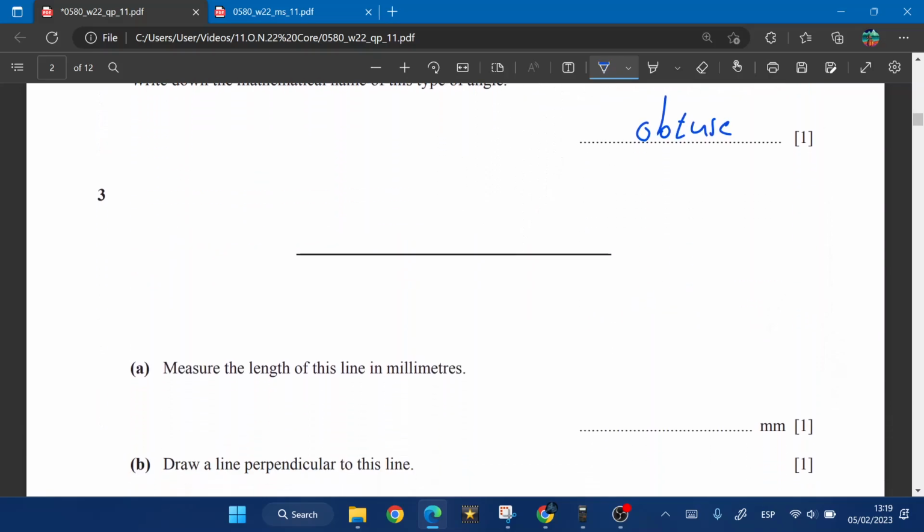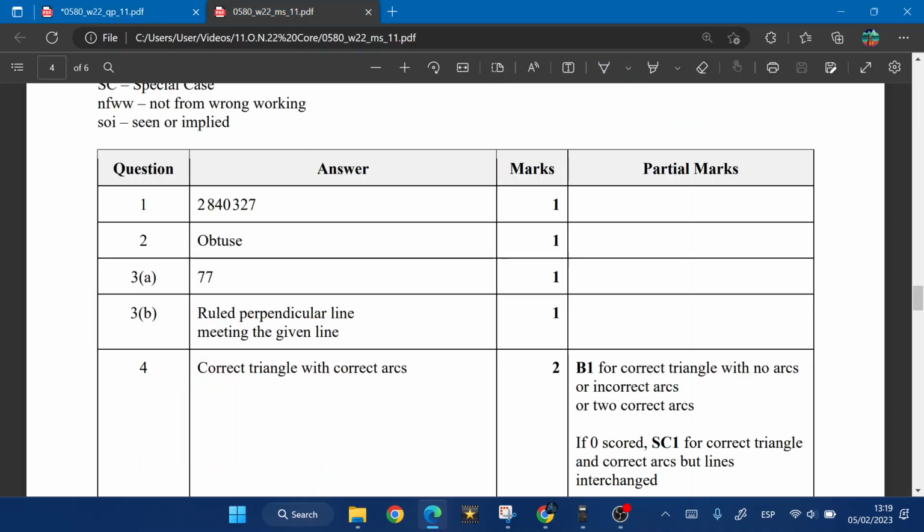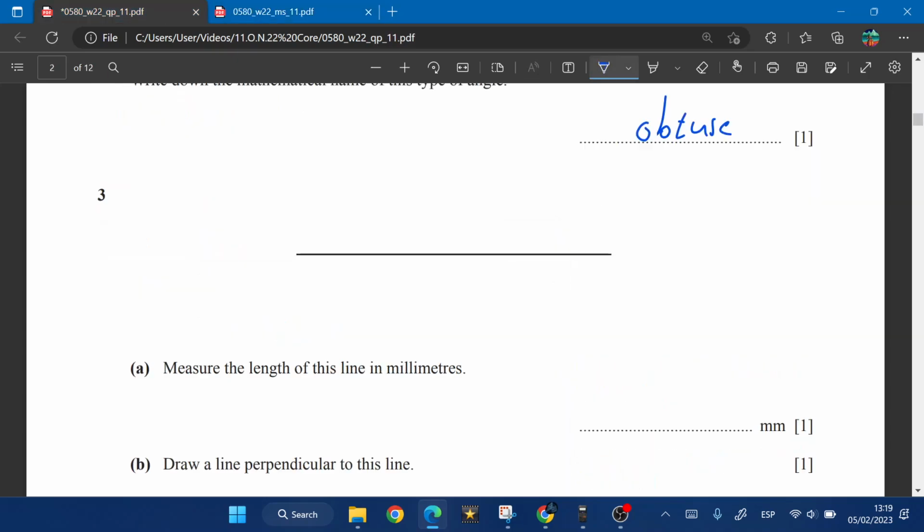Right, measure the length of the line in millimeters. I don't have a ruler on my screen here. Okay, but here we can see 77 millimeters is the right answer. So you need to be very accurate. Don't confuse the millimeters with the centimeters.